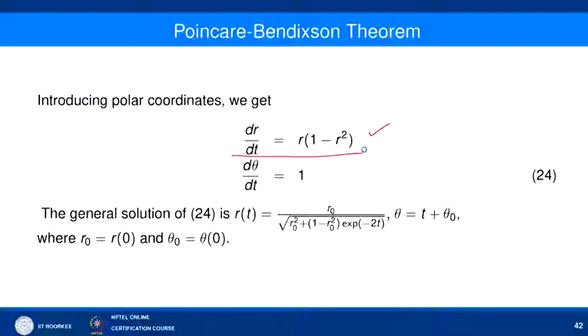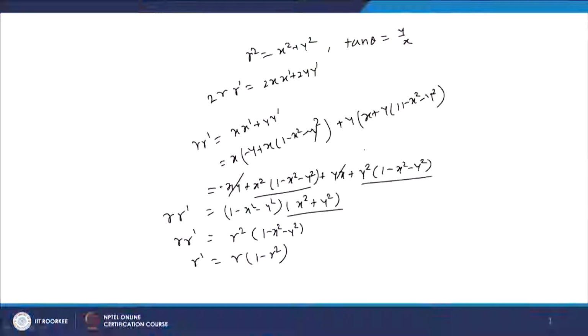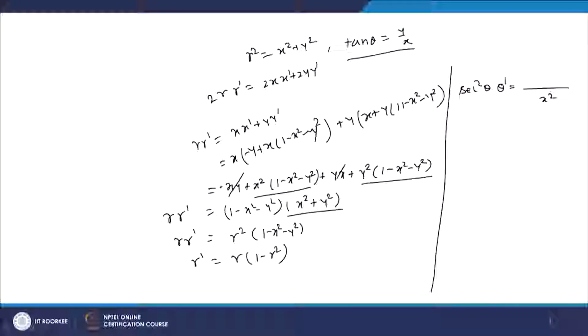Now, for d theta by dt, let us consider this also. If you differentiate tan theta equal to y by x, it is sec square theta theta dash equal to x y dash minus y x dash over x square. Now, sec square theta is 1 plus tan square theta. So we can say 1 plus y square upon x square times theta dash equal to x times y dash, where y dash is basically this.